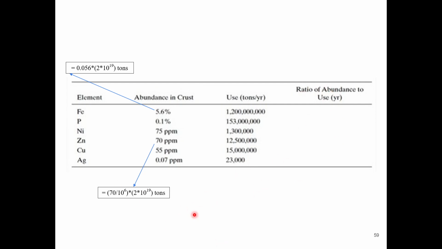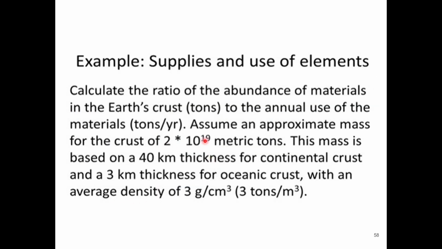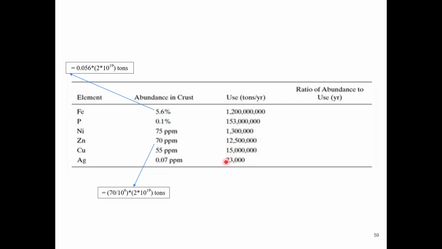So 70 ppm means 70 by 10 to the power 6. Million is 10 to the power 6, right? So 70 by 10 to the power 6 into 2 into 10 to the power 19, this value.